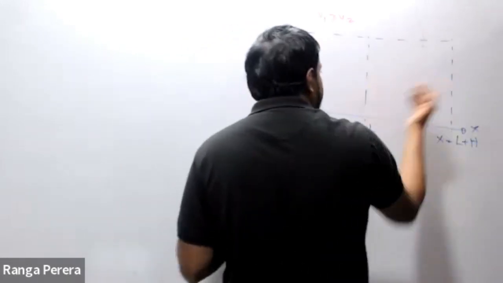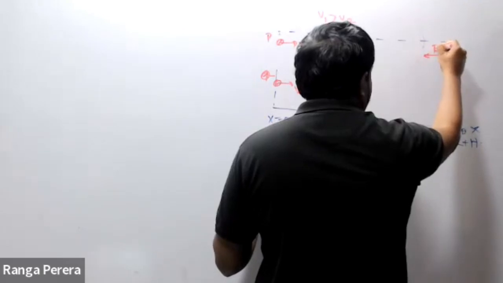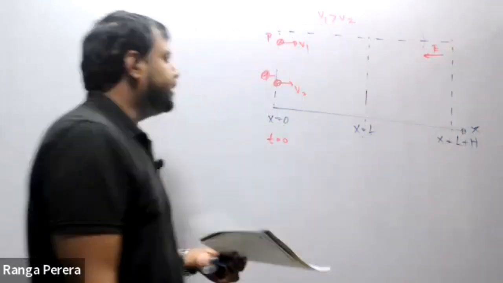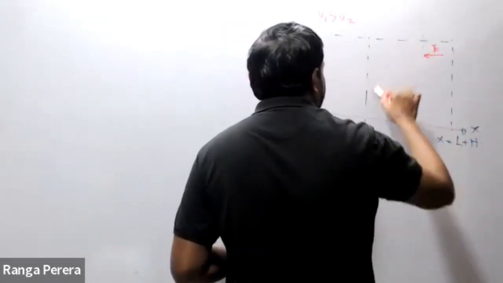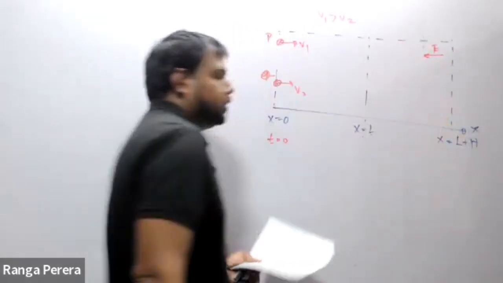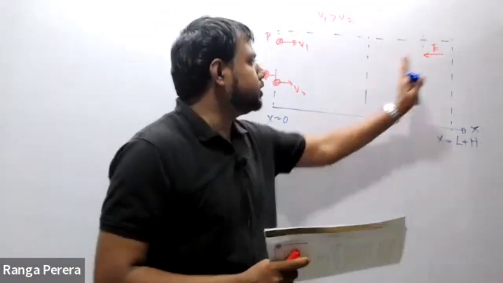But beyond this point, an electric field, capital E, is created in this direction. There's an electric field from this region to that region. So I can mark it like this.